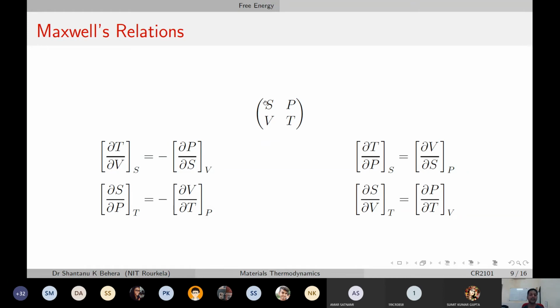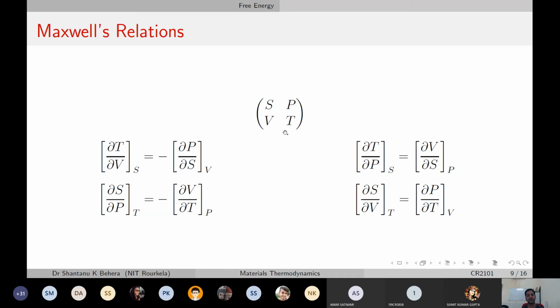Let's try another. Let's say del S by del V at constant temperature is equal to del P by del T at constant volume. Where is that? Here it is. Okay, del S by del V at constant temperature is del P by del T at constant volume. Likewise, you can go the reverse way. Say del T by del P at constant entropy, which is this, is equal to del V by del S at constant pressure, which is this.